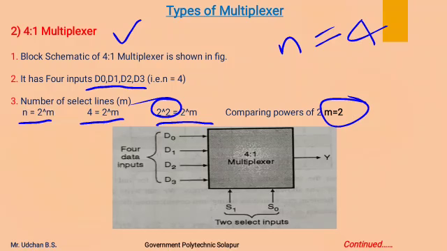So to the 4:1 multiplexer. For the 4:1 multiplexer, there are two select lines S0 and S1, four data lines D0, D1, D2, D3, and only one output line Y. Here the enable input is also available, but in the block diagram it is not shown. For every multiplexer, enable input is compulsory, without which we will not use the multiplexer for our application. So this is regarding the 4:1 multiplexer.